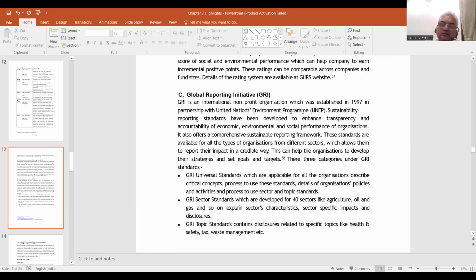दूसरे हैं GRI सेक्टर स्टैंडर्ड्स और तीसरे हैं टॉपिक स्टैंडर्ड्स। तो टॉपिक स्टैंडर्ड्स में क्या है, स्पेसिफिक टॉपिक वाइज है। सेक्टर स्टैंडर्ड्स में क्या है, दीज आर डेवलप्ड फॉर 40 सेक्टर्स, agriculture, oil and gas and so on. They explain the sector's characteristics, sector specific impacts and clauses, और universal है, ये universal जो है they are applicable for all the organizations, and they describe the critical concept, processes to use the standards, details of the organization's policies and activities and process to use sector and topic standards. तो तीन तरह के स्टैंडर्ड हैं इनके, GRI universal standards, GRI sector standards और GRI topic standards.